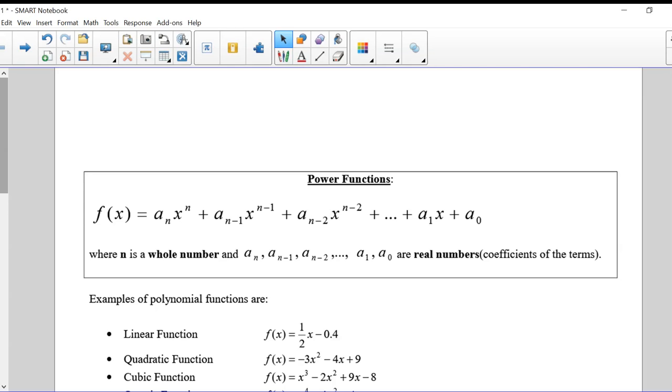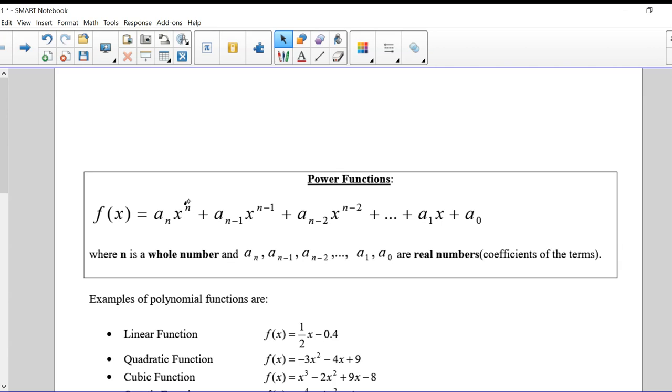So let's get to what we're looking at for the first unit, and that's power functions. Now, power functions, sometimes called polynomials by the way, are functions that look like what you're seeing here. I know this looks almost complicated with all these exponents and subscripts, but really all this is a function that has whole number exponents.